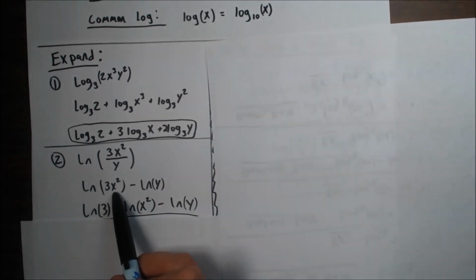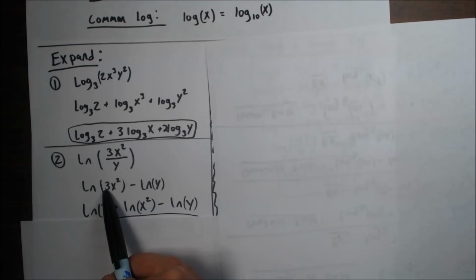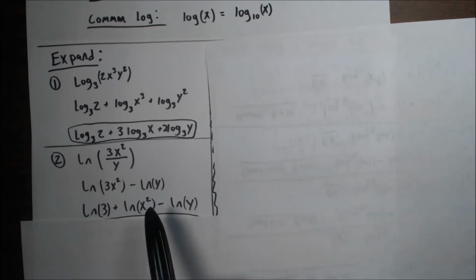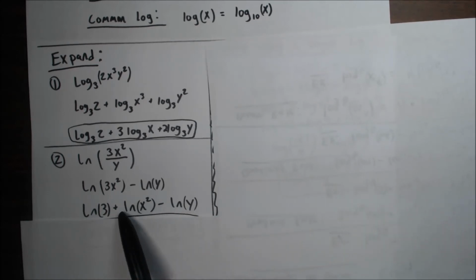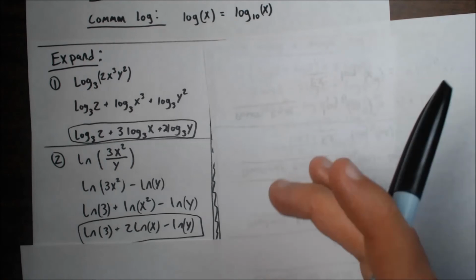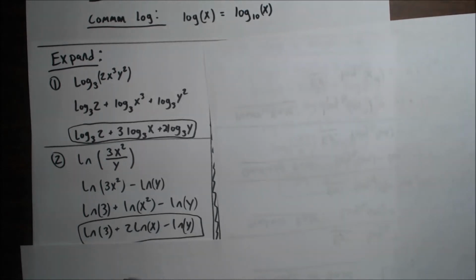So the next step is to break this 3x squared up into 3 and x squared. These are multiplied together. So I'm going to break them into two separate logarithms using the product rule. And now the only step is to get that squared down here using the power rule. Everything else just comes down. And this is what you get.